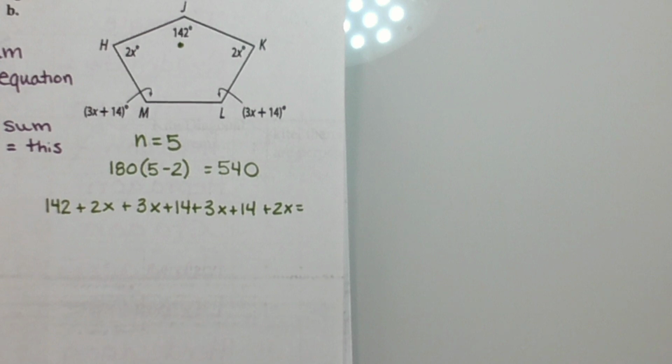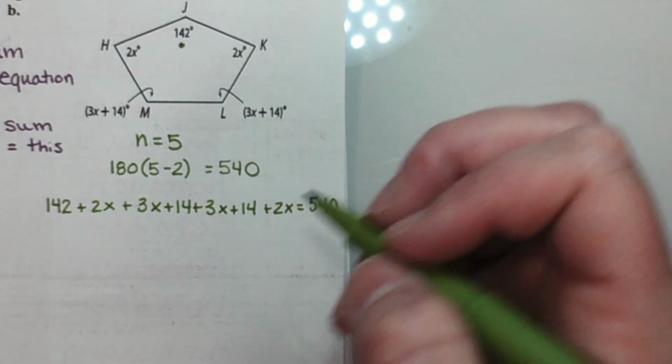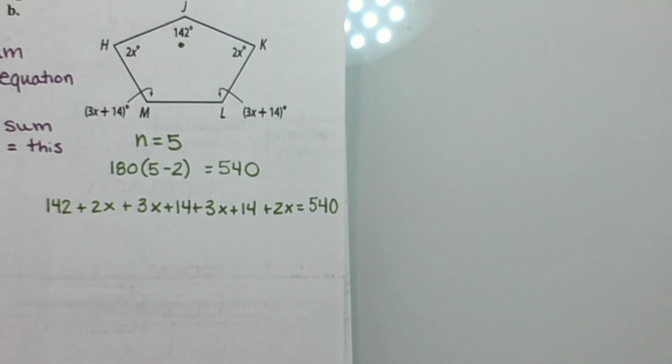Haley, what is that equal to? In other words, what goes on the other side of the equation? 540. I should know by now. I stump everyone with that equation because everyone assumes that I mean simplify it down. No, write the full equation first, both sides, and then simplify.